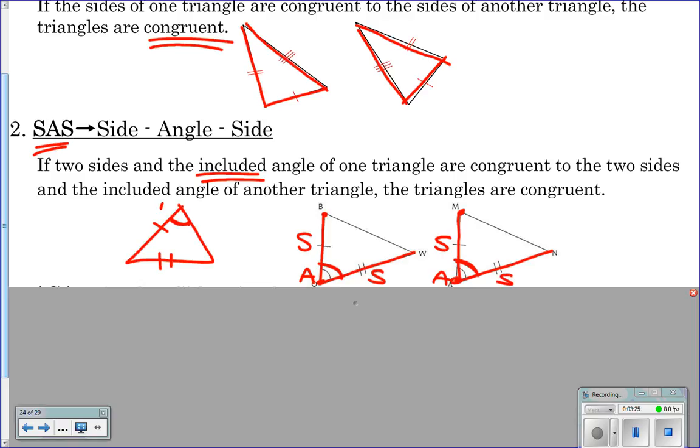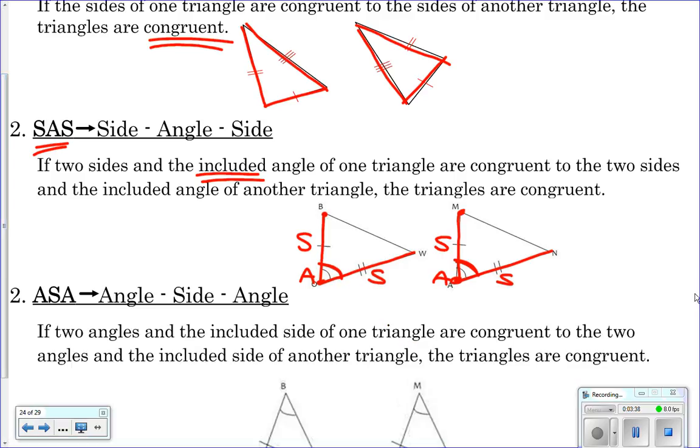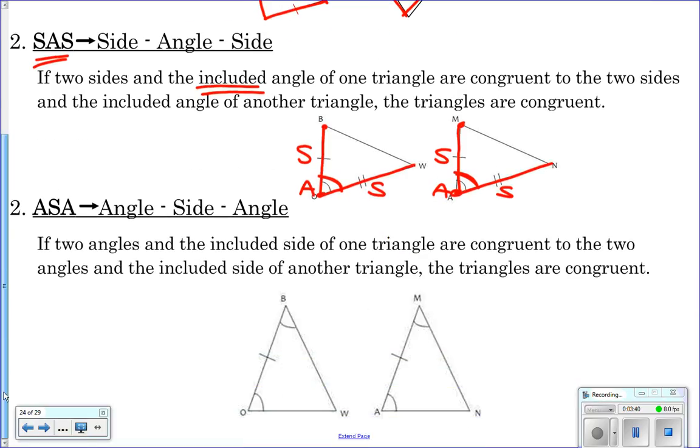This one would be A, S, S, which, all of you know, we're not going to teach you a rule that is called AS. Now we're going to finish up here on our last one, which is called number 2. Sorry, that's a typo. This should be number 3. And this one's called ASA. So again, it has to be in that order: angle, side, angle.